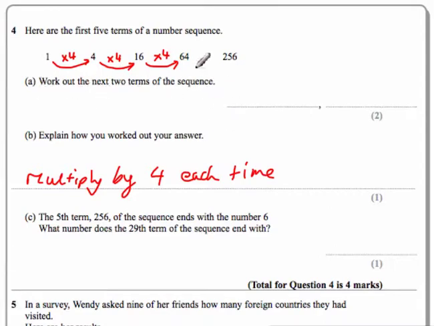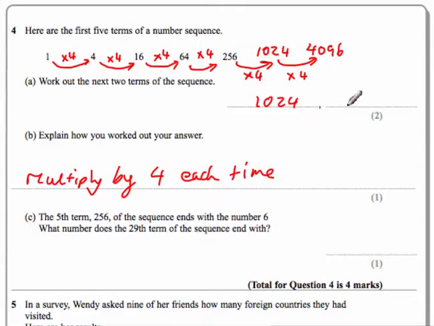Okay, so we know that we're multiplying by 4 each time. So that means that we're going to have to multiply by 4 again to get this one. And then we're going to have to multiply by 4 yet again. And 256 multiplied by 4, if you use your calculator for that one, that's 1024. Okay, and if I multiply that one by 4, I'm going to get 4096. So the answers here are 1024 and 4096.